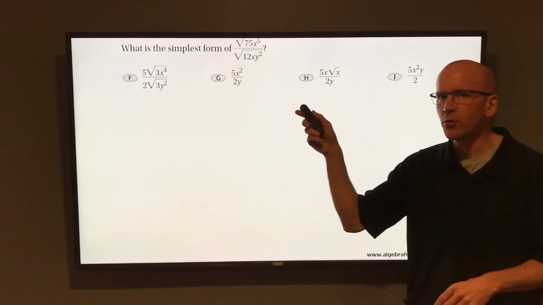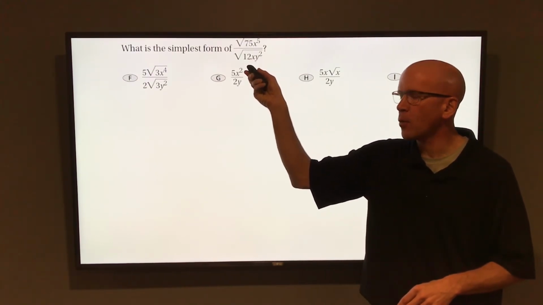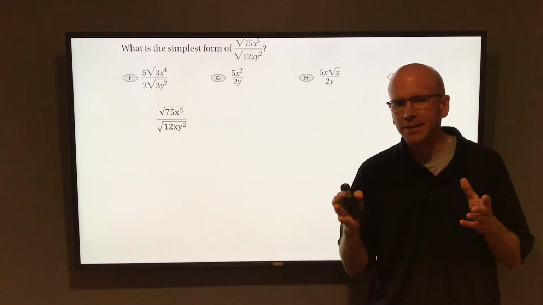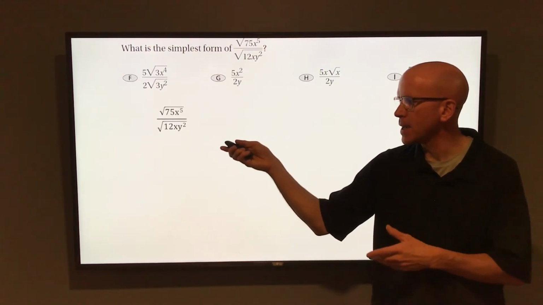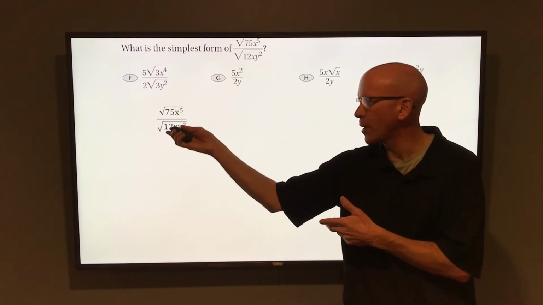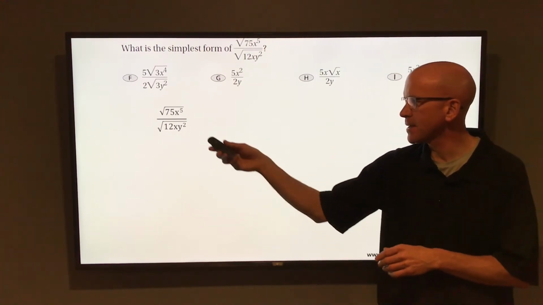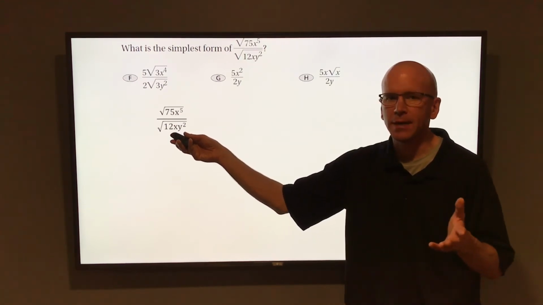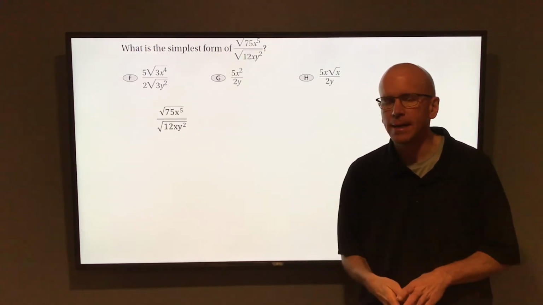What is the simplest form of the square root of 75x to the fifth over the square root of 12xy squared? Now before you jump to multiplying the top and bottom by something, see if you can't just cancel what's already there since they're both under the square root sign. If you look at the 75 and 12, 3 goes into both of those. Then the x to the 5th and x, you can cancel those. You still have a y squared in the denominator.